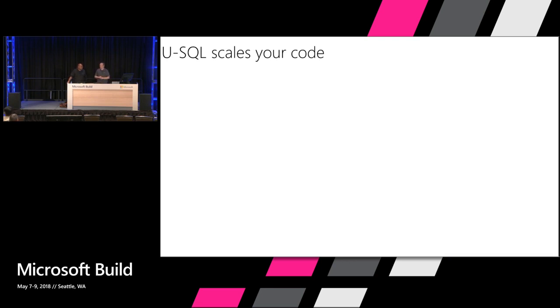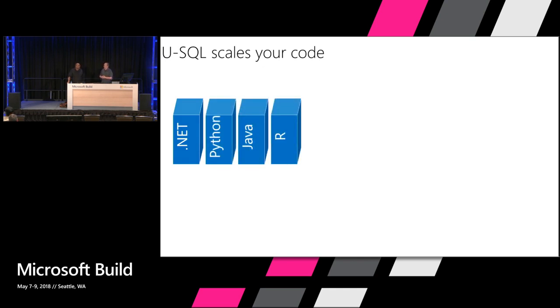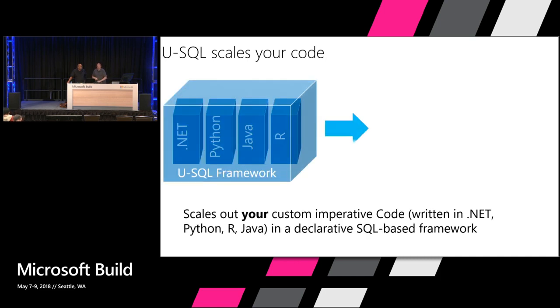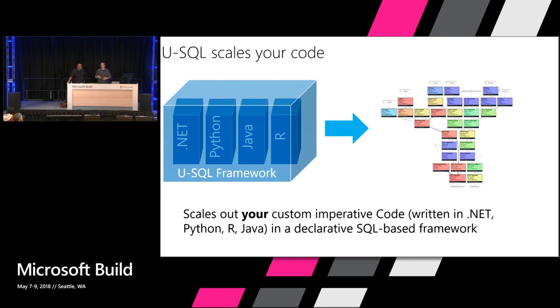So basically, USQL is now a framework that allows you to scale out all the languages that you write code in. Now, I'm saying allows you to do now because our internal version can. This is all stuff that I'm showing you right now that is going to go into preview within the next 2 to 3 months in terms of availability on the cluster. So you basically take your .NET code, your Python, your Java code, and the R code, and you use the USQL framework to scale it out in the way that we talked about earlier. And so basically, USQL now is the framework that allows you to scale out your custom imperative code in a declarative SQL-based framework.